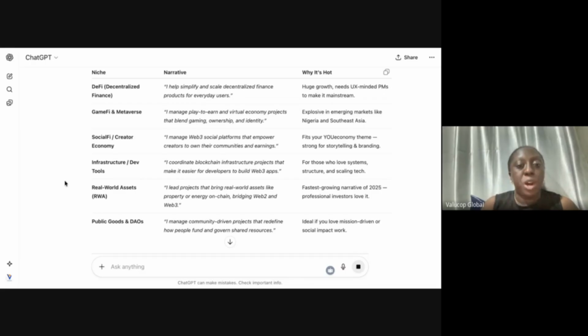Like me, I'm a fan of RWA because it has to do with how we can monetize our real-world assets, like our roads, our mountains, our hills, our jewelries. How these things can come on chain, and even our real estate, how people can easily invest and buy a portion of real estate, just like you can buy shares. This is one of my favorite niches.